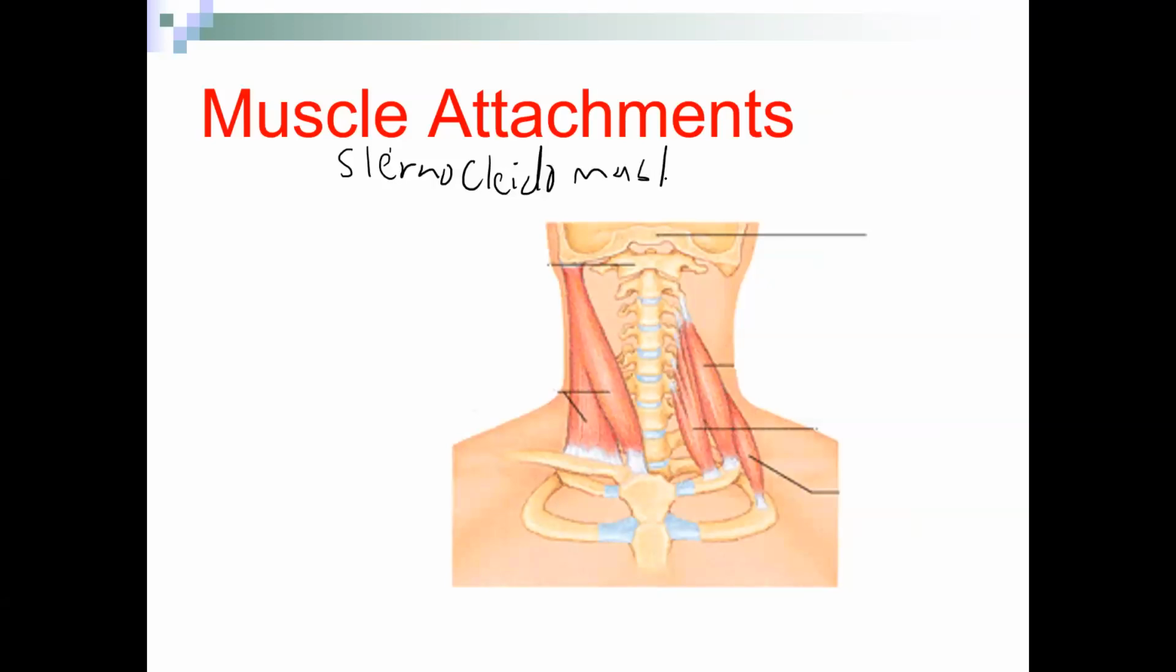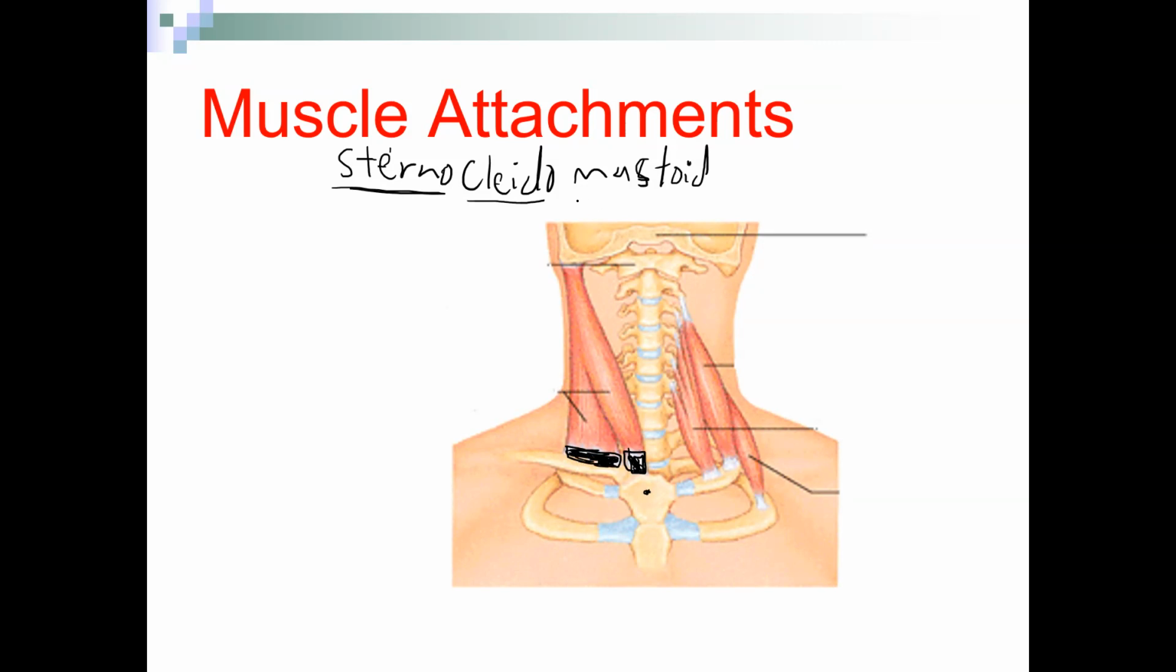Sternocleidomastoid. Now, once again, this is one of these muscles that tells you where it's located. All right? So sterno is sternum. So of course, this is the sternum here. So you have one point of attachment at the sternum. Then you have cleido, which is the clavicle, which is here. So we have another point of attachment here. So this muscle is attached to two different places on one side, the sternum and the clavicle.